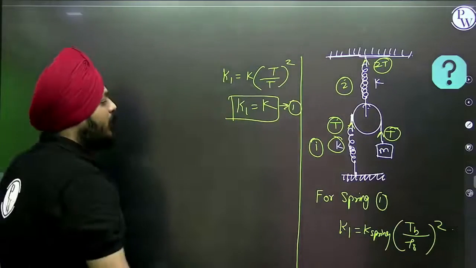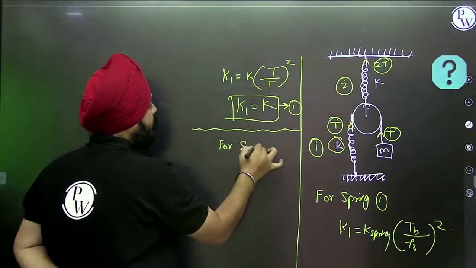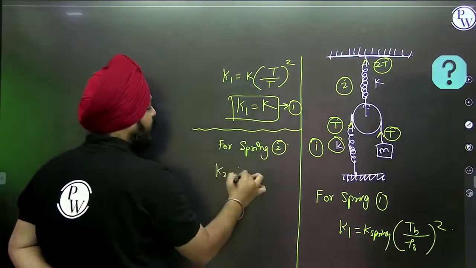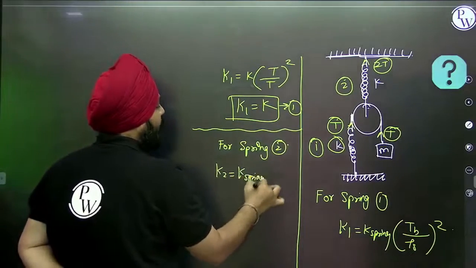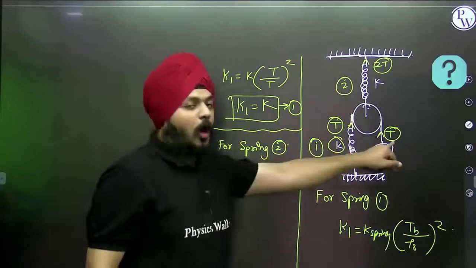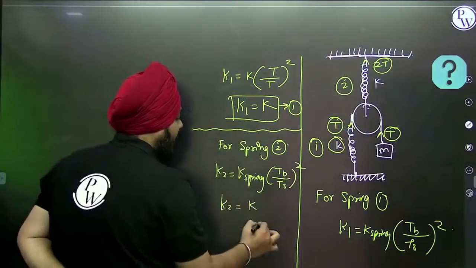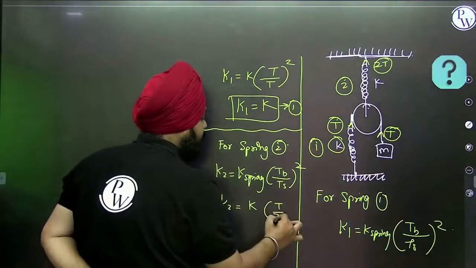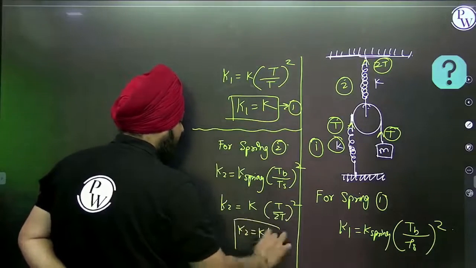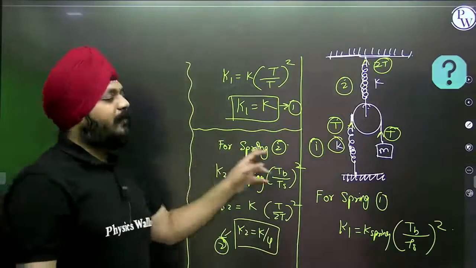Yes. For spring 2, can I say K2 is equal to K of spring into tension of block by tension of spring, whole square? What is the tension on block? T. Tension on spring 2T. So K2 is equal to K, tension on block T, this is 2T, whole square. So K2 will be equivalent to K by 4. Can I consider this as equation number 2? Two springs are there, using the shortcut we calculated that part.